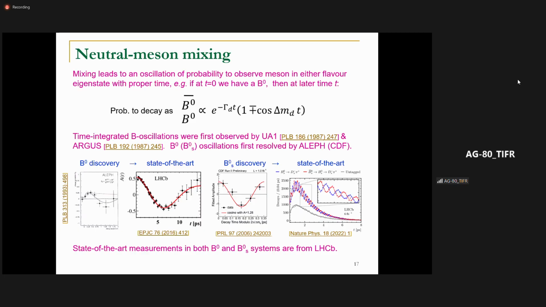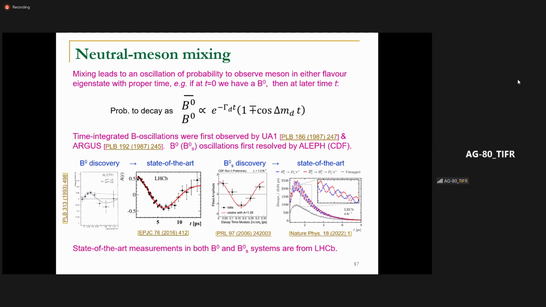But what you can then do is make a time dependent measurement, where you say I'm starting with a B0, but then you look every fraction of a lifetime. So you look at the decays and you bin them in bins of lifetime, and then see whether they look like B0s or B0 bars. And then you see the oscillation. So this is how the time-dependent oscillations were seen first by Aleph at LEP, and now very beautifully by LHCb. So this is B0.